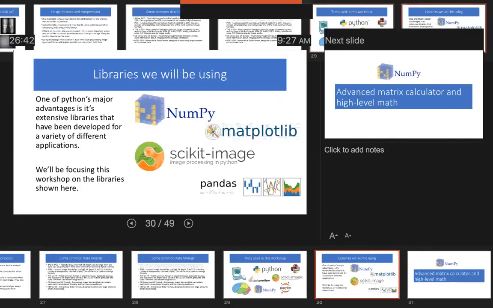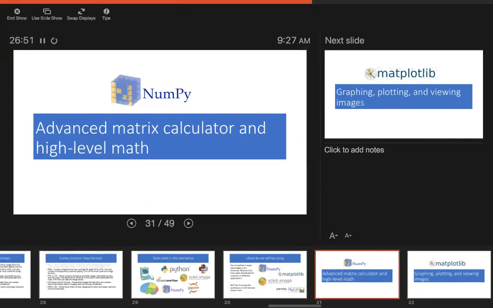One of Python's major advantages is it's free, and also that it has this very extensive set of libraries that can do more or less anything. And these are what we're going to be using. So NumPy is kind of a very advanced matrix calculator. It was actually motivated by MATLAB, if you know MATLAB. So many of the functionalities are similar, but the idea is to have an efficient way to work with matrices. So matrix multiplication and vectorizing is kind of the core.